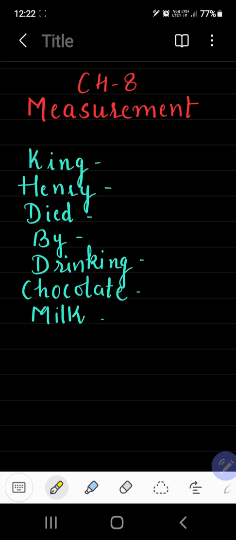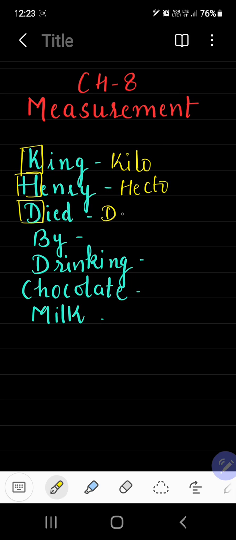In this statement, every letter of this word has a prefix of the metric units. How is it? Let's see. K has the prefix kilo. H in Henry has the prefix hecto. Then D means deca. B is the basic unit. What is the basic unit? I will tell you.